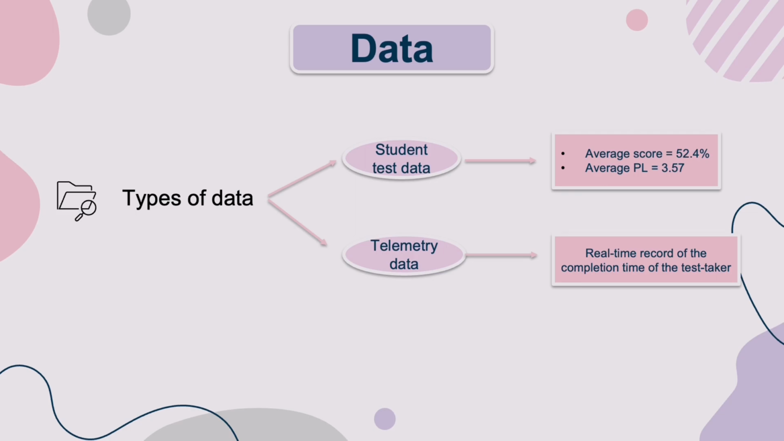Students scored each item on the test on a dichotomous scale, meaning only right and wrong, with the average score expressed as a percentage of correct answers. And the final results showed an average score of 52.4% on the reading section and an average proficiency level of 3.57. Telemetry data is used to track in real time the user's clicks on the mouse during the activity and the pauses during the test in order to determine how much time the student spent on each test item.